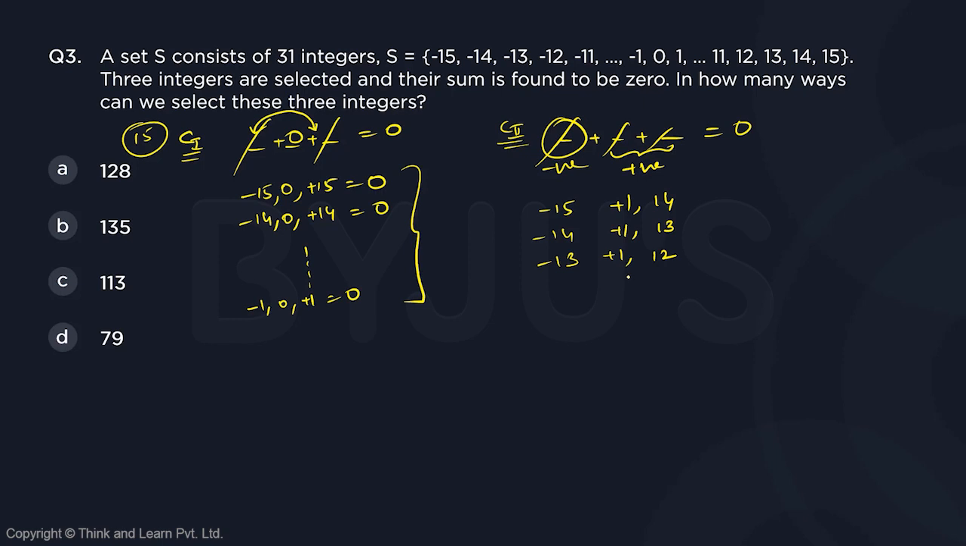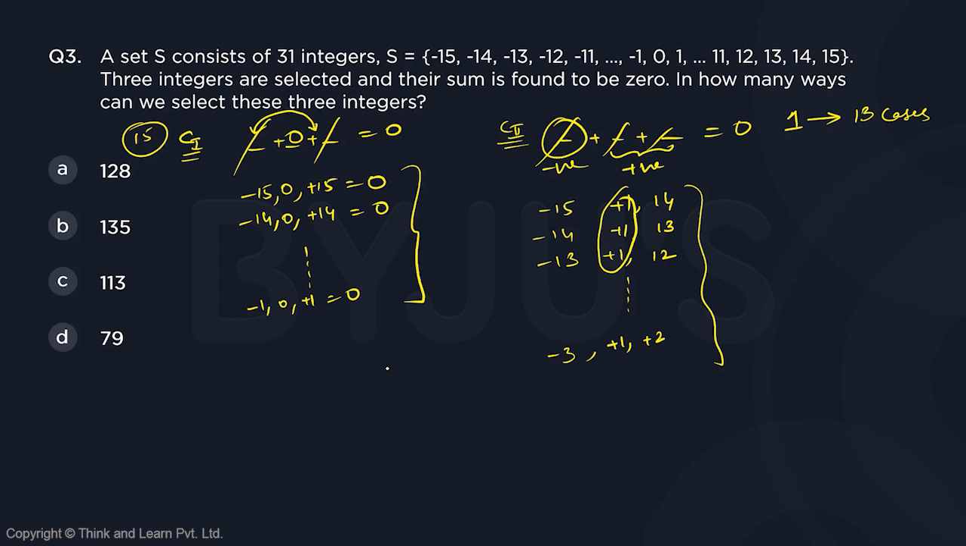Similarly, if I take 1, I can have 12 and -13. If you notice, I can take one of the positive numbers as +1, and I can go on doing this till +1, +2 and -3. So how many cases are there? If I start with 1, this 1 will give me how many cases? It is from 2 to 14. So basically I'll be looking at 13 cases.